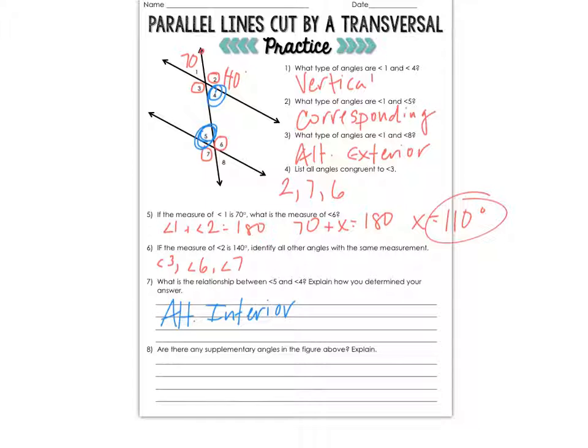Are there any supplementary angles in the figure above? Of course there are. There are tons of them. 1 and 2, we also have 1 and 3, 2 and 4, as well as 3 and 4. That's all just in the upper 4 angles. Of course, the lower 4 angles would have 5 and 6, 5 and 7, 6 and 8, and 7 and 8.